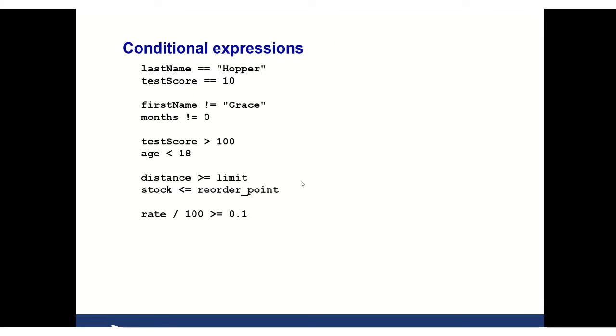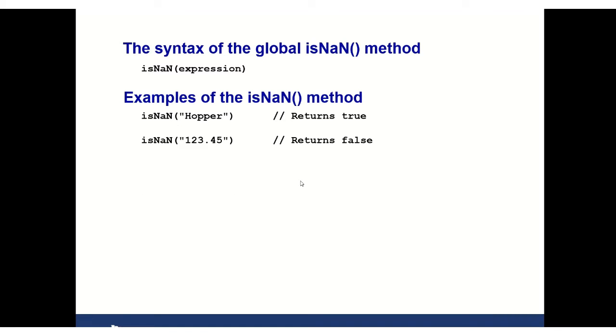The syntax: there is a global isNaN method. So you can say isNaN, then the expression. For example, isNaN of Hopper returns true, and isNaN of some decimal number returns false. We will see the importance of isNaN in a moment.